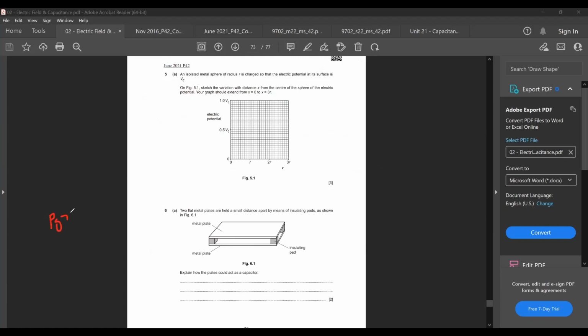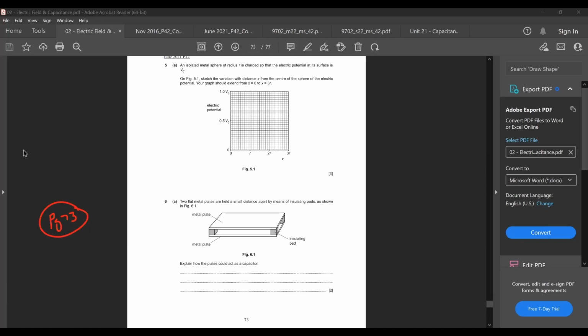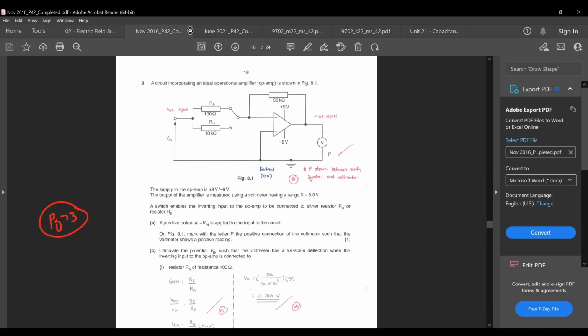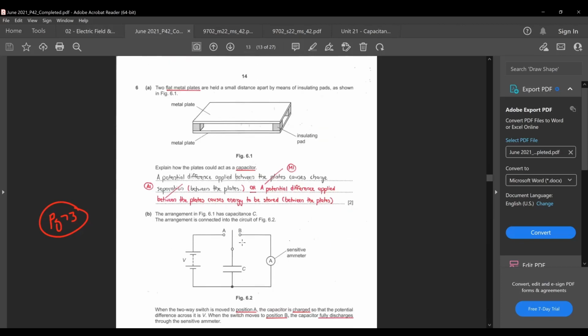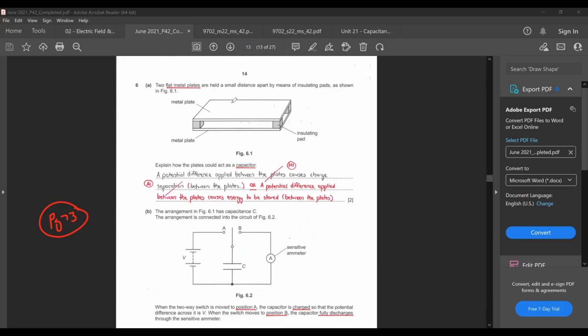Now, if you have a look at page 73, we already did the first part A, where we were trying to explain how it is possible that the two parallel metal plates can act as a capacitor. So here we say that if you were to connect these two parallel metal plates to a voltage supply, charge will be pushed towards one plate, causing this plate to become negatively charged, and then the same amount of charge will be pushed off the other plate, causing this plate to become positively charged. So there is now separation of charge. It is now a capacitor.